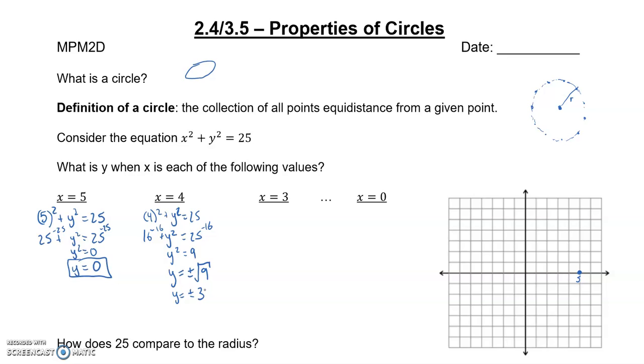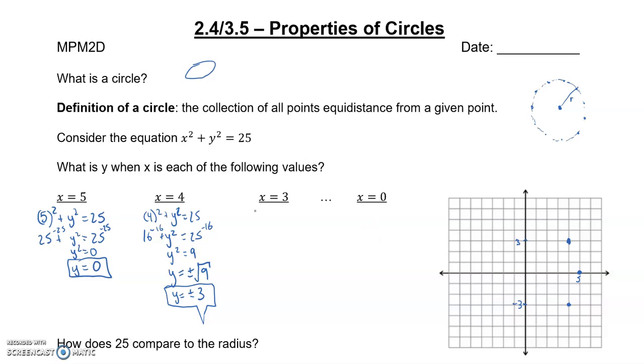So let's go and label those 2 points on the graph now. So in this case, I have the point when x is 4, y is positive 3. And here's positive 3 right there. And when x is 4, it's also negative 3. There's that point right there.